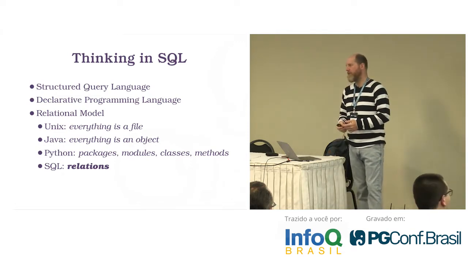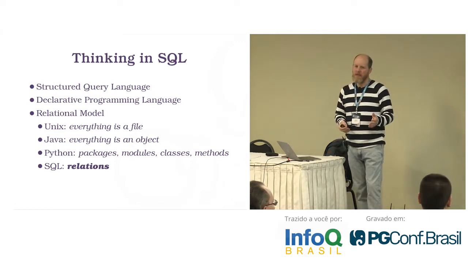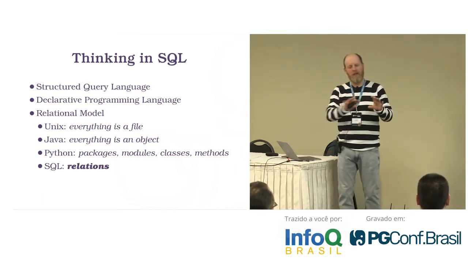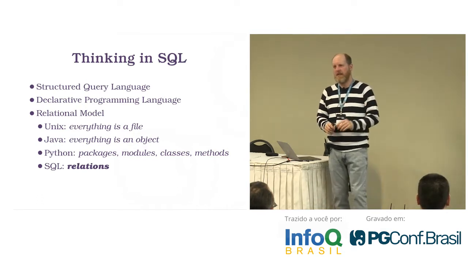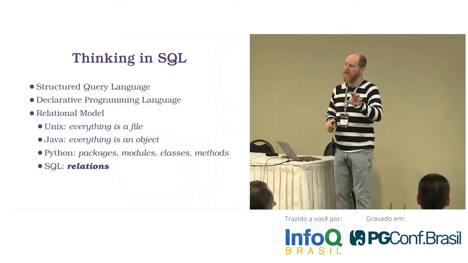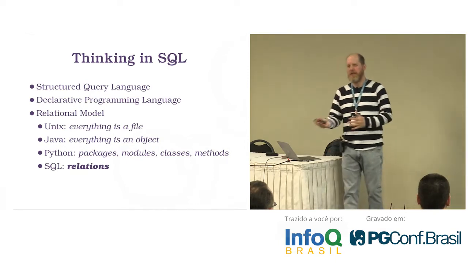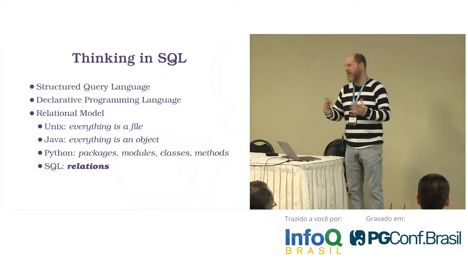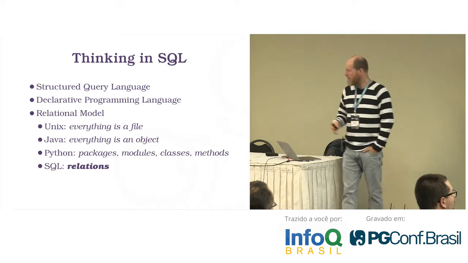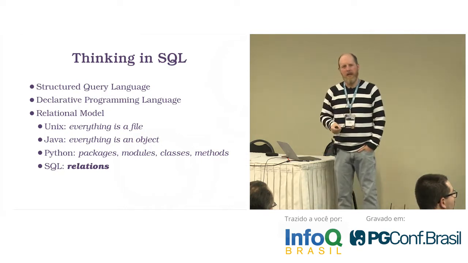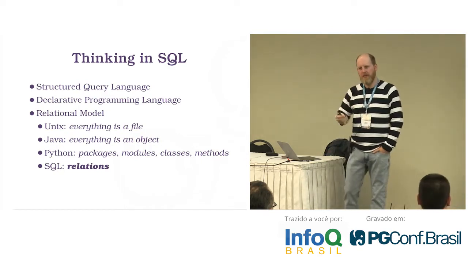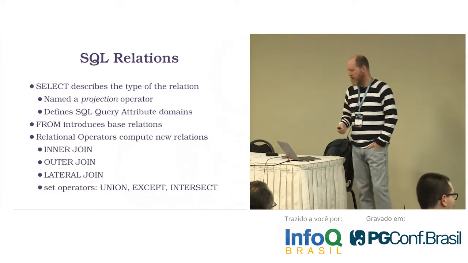In Java, they say everything is an object, but then again, in the documentation, the first entry is the normal types, and second, objects, because integers are not really objects. But anyway, they pretend that everything is an object in Java. In Python, you have many things to think about. And in SQL, you need to think in terms of relations and then playing with relations.